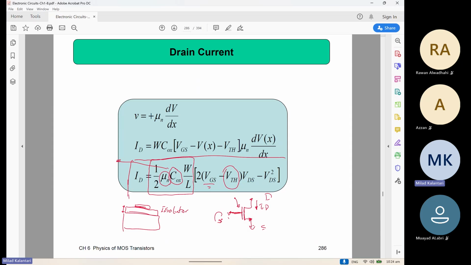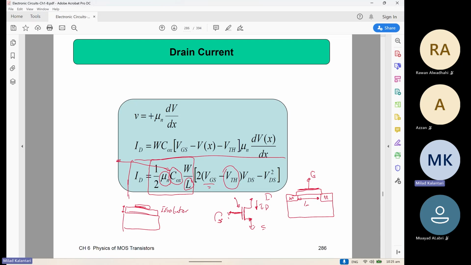The mu n is the mobility of the electrons in the semiconductor for the NMOS or N-channel device. And then L is the length of the channel, right? You have these contact points from the drain and source, then you have this insulator, and then you have this gate contact here, right? And the L is how far these two contacts are from each other.